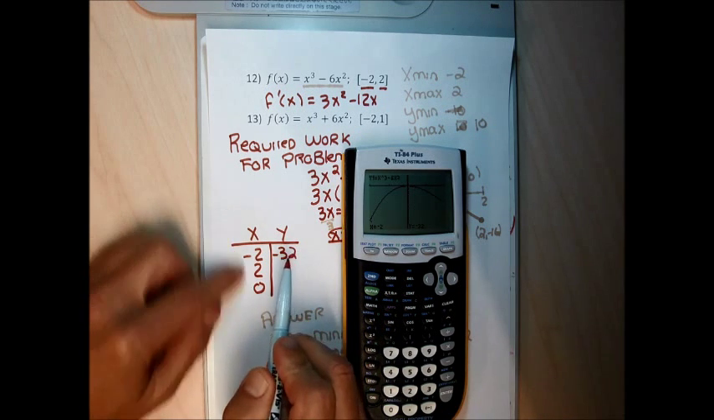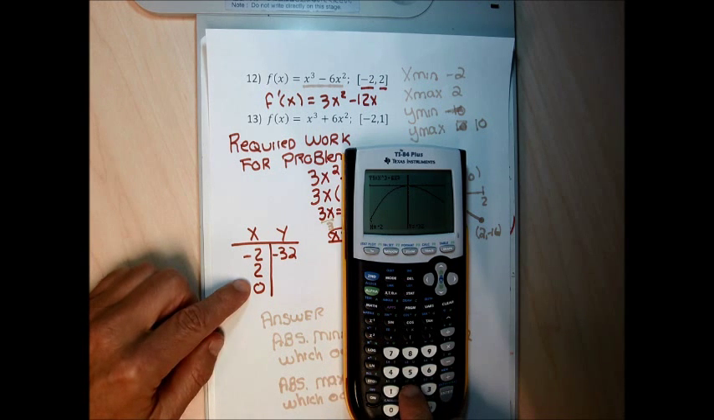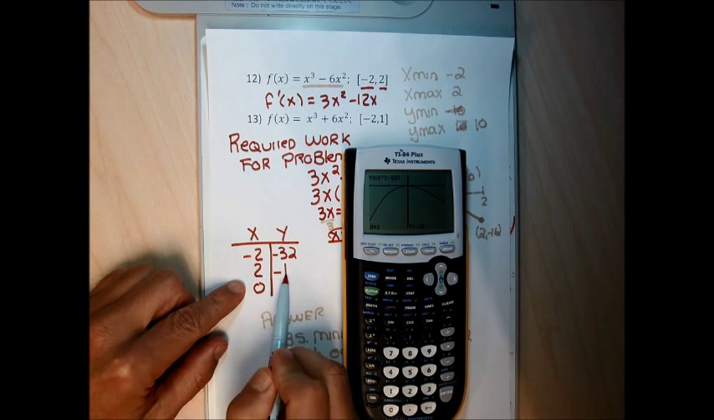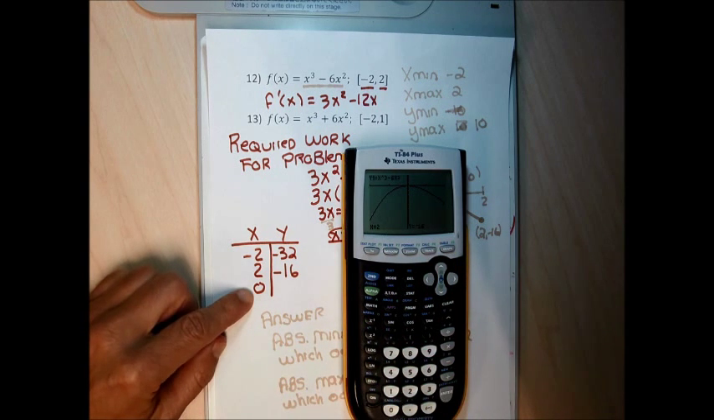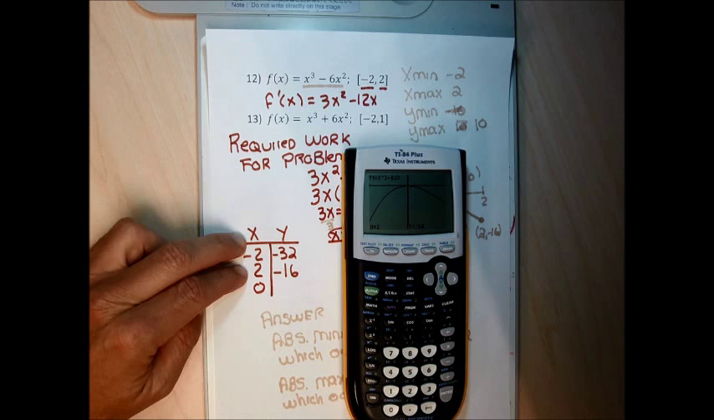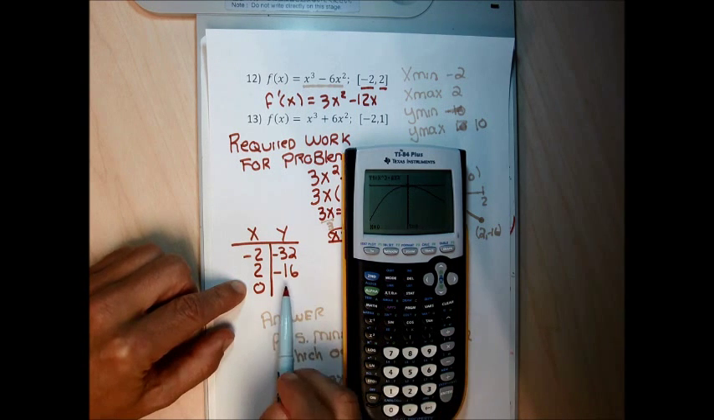If I'm doing a string of y values in a row, I don't have to do second calc and value again. I could just type the number 2, and it's going to show up next to a big X, hit enter, and it will plug it in and give me that negative 16. And again, I don't have to go second calc value to get the y value for 0. I've just gotten 2 y values. I can get the next y value just by typing 0 and hitting enter.